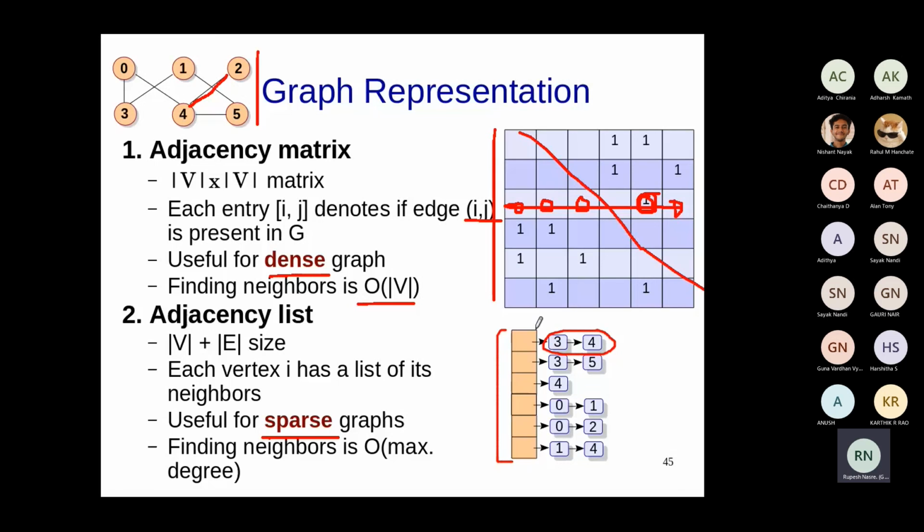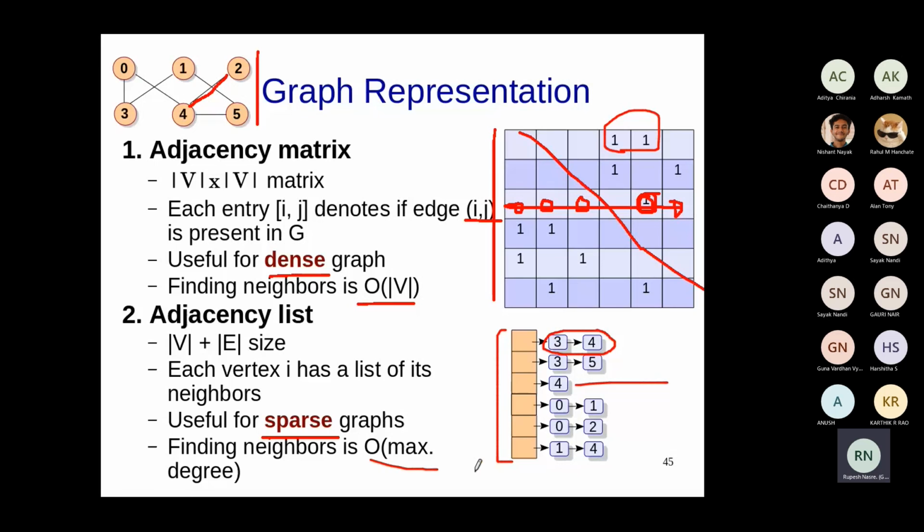So node 0 is a neighbor of 3 and 4, which essentially is this part. So I'm just going to store those in a list or an array, doesn't matter. But this becomes an adjacency list representation where I'm not storing all the neighbors. Therefore, going over the neighbors becomes proportional to the actual neighbors which are present. So that becomes faster.